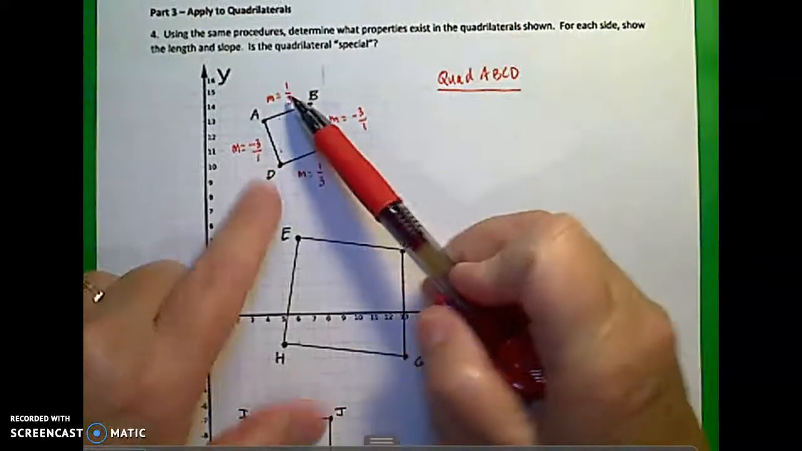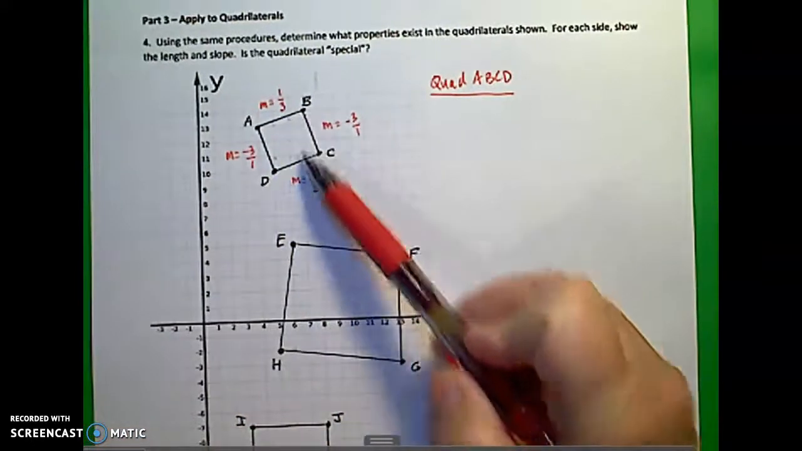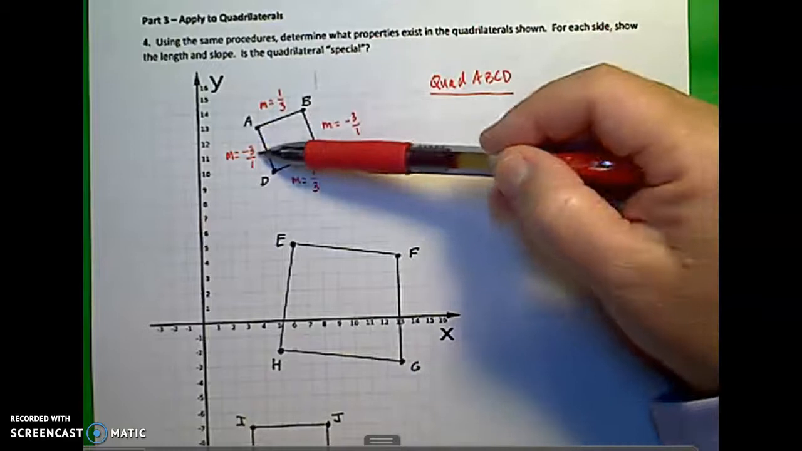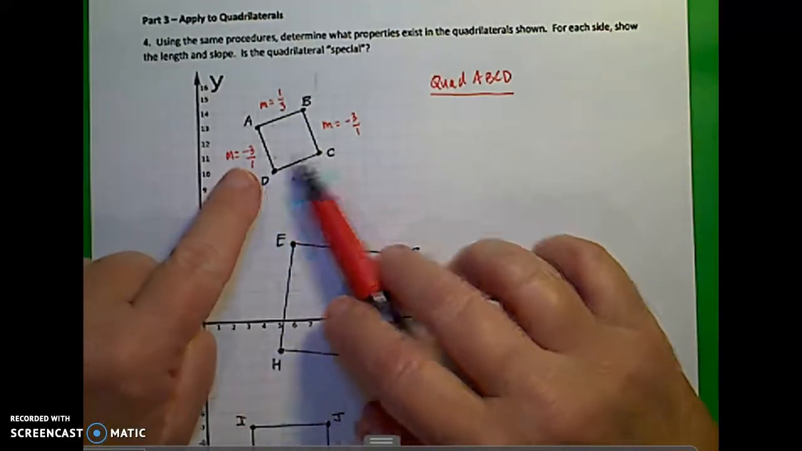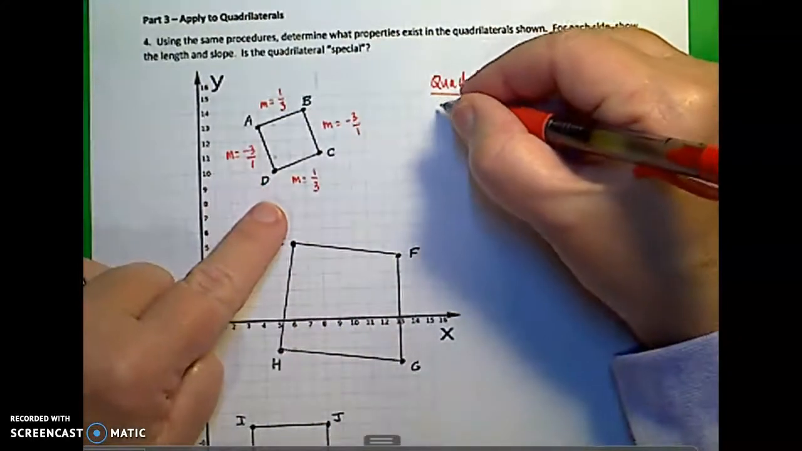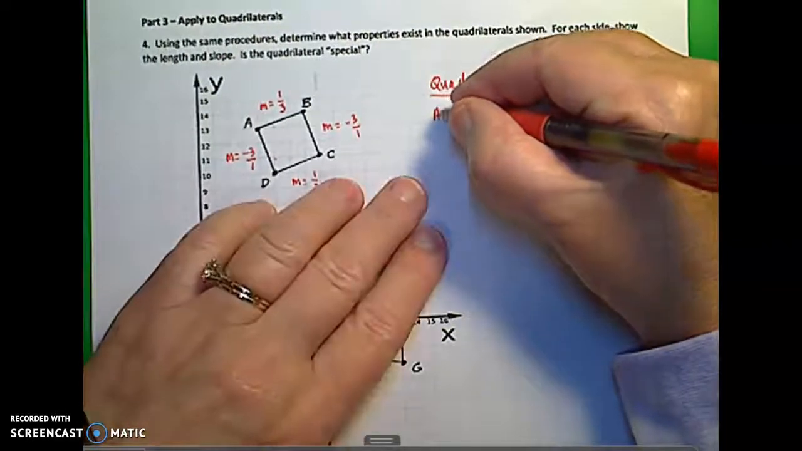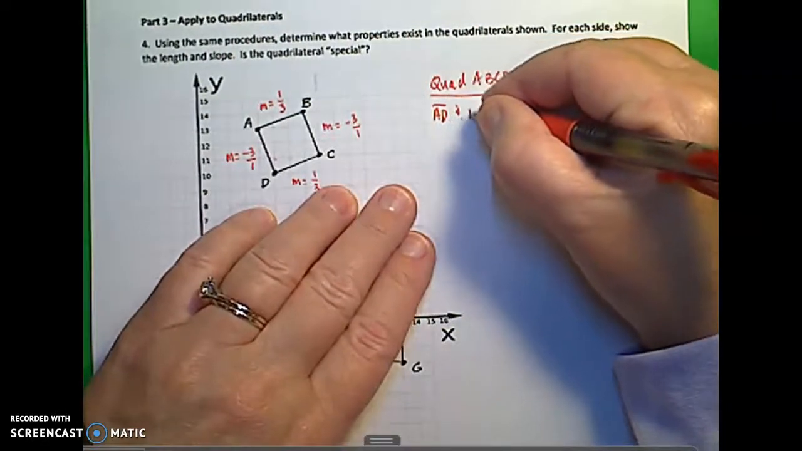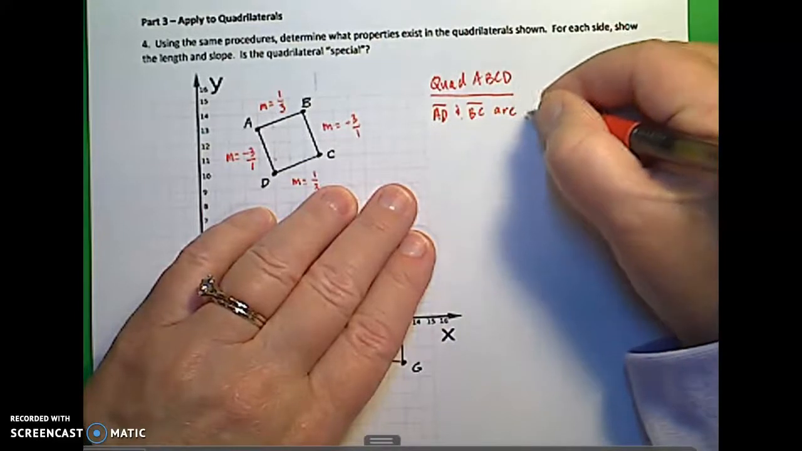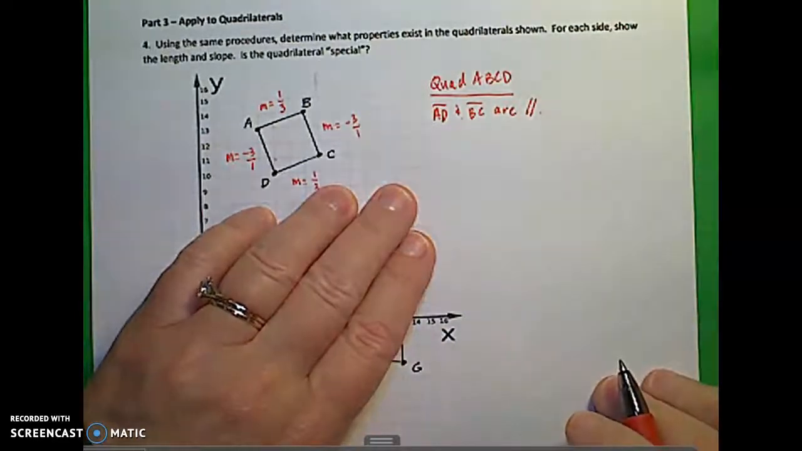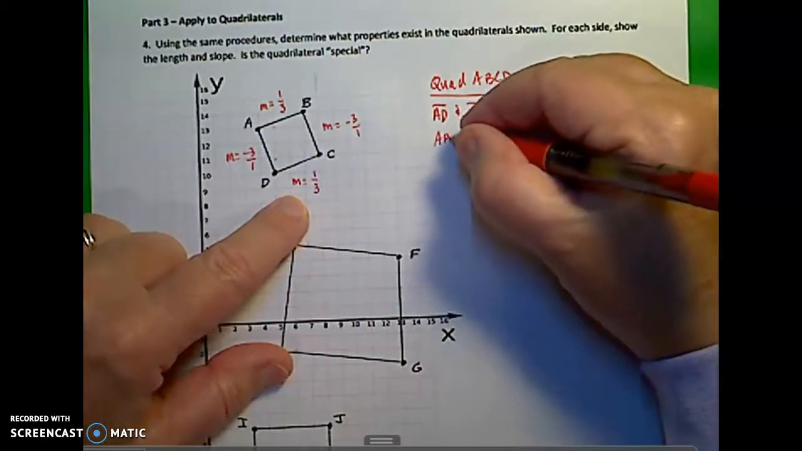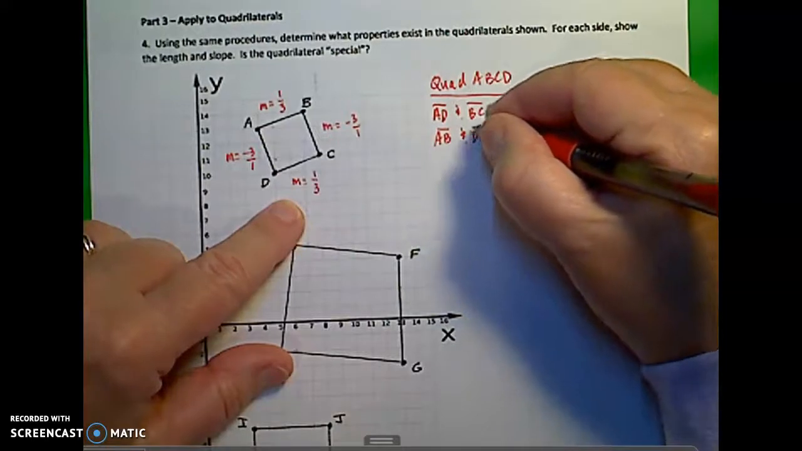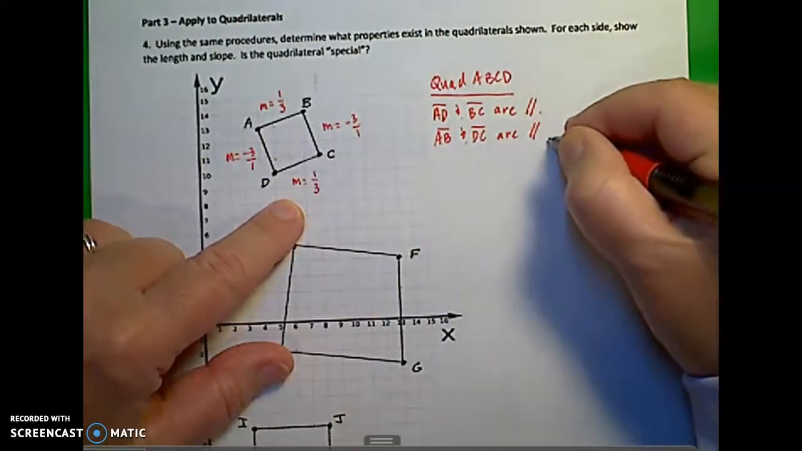Should make sense. These going upward have positive slopes. These two pieces going downward have negative slopes. And it actually turns out that we have some slopes in common. So these two slopes are alike. So we have AD and BC are parallel. And these two slopes are alike. So we know that AB and DC are also parallel.